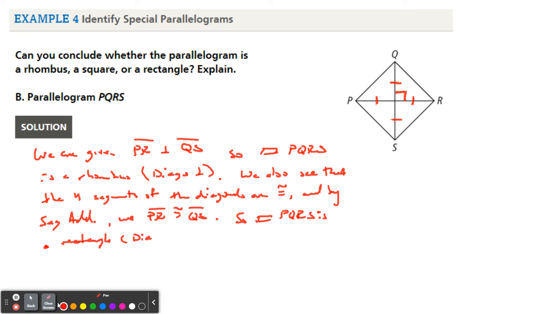Because now the diagonals are congruent. And if you are a rhombus, and if you are a rectangle, then you are a square. Thus, parallelogram PQRS is a square. And again, that's double excited. 2 exclamation points. Can you believe it? Great. Okay, 2 more problems. So that was the more explaining ones. Now I think we have some algebra problems here.